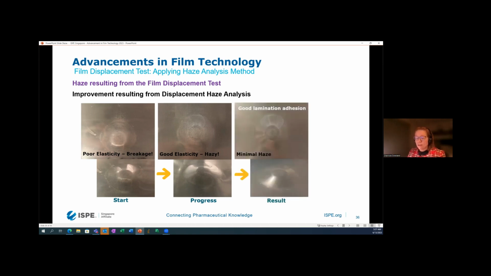And through more process and formulation changes, we ended up with something that achieved good elasticity and lamination adhesion, where the haze was minimized after stretching. So there's barely any haze on this sample. So we really proved that we had good elasticity and good lamination adhesion with this test.